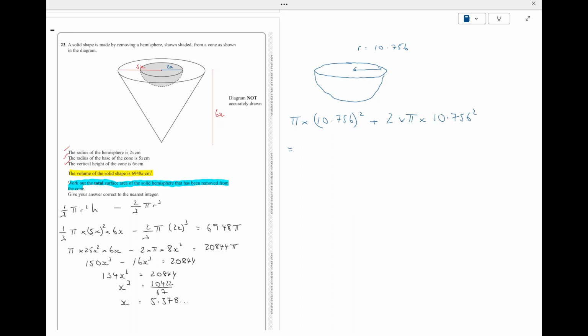So I've got 10.756 on my calculator, times that by pi. And I forgot to square it, so I'll times it by another 10.756, plus 2 times pi times 10.756 squared gives me an answer of 1090.37 and so on. Correct to the nearest integer, 1090. And there's question 23 done.